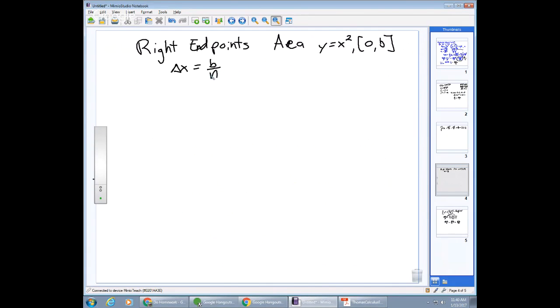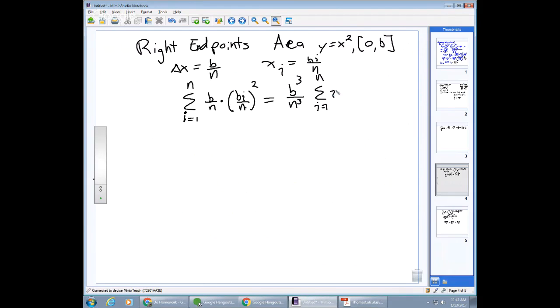If I use right-hand endpoints, my x sub i's are b times i over n. My sum as i goes from 1 to n is the width of each rectangle, b over n, times the function value, which is the x value squared, where x is b i over n. Cleaning that up, I have a b squared times a b, so I can pull out b cubed. I also have n squared times n, so I can pull out n cubed. All that's left inside is the sum of the i squareds.